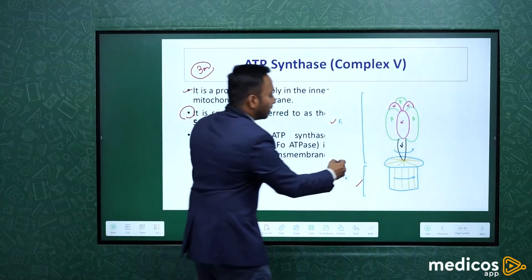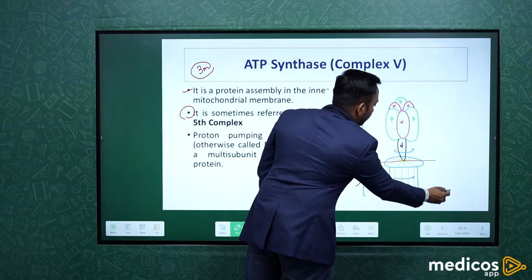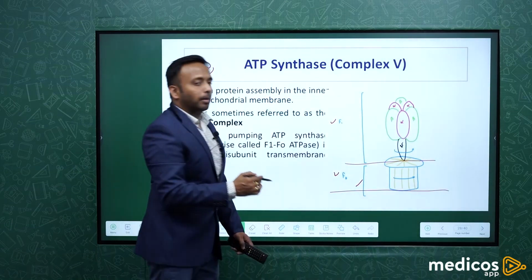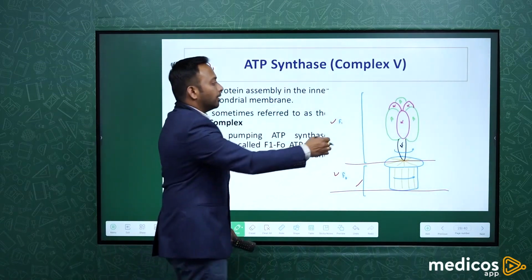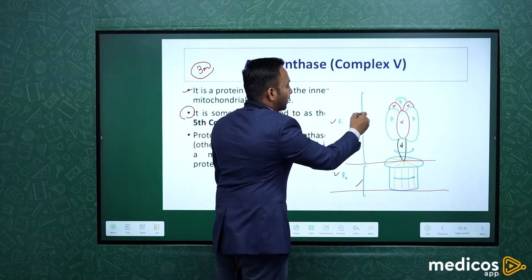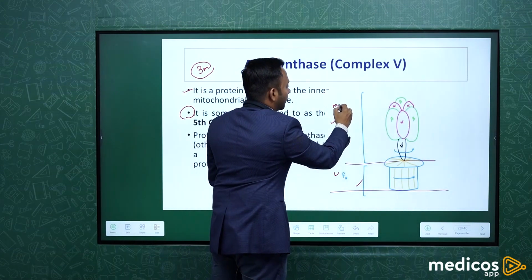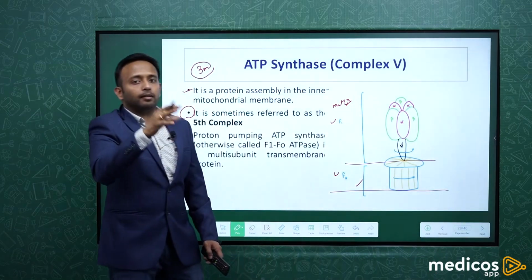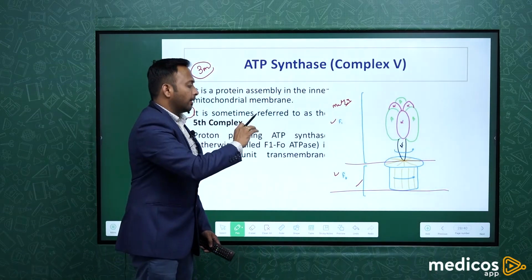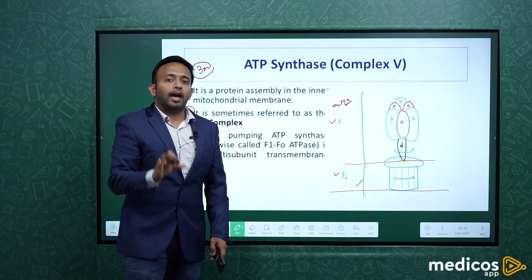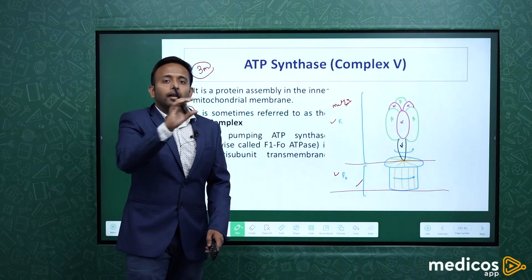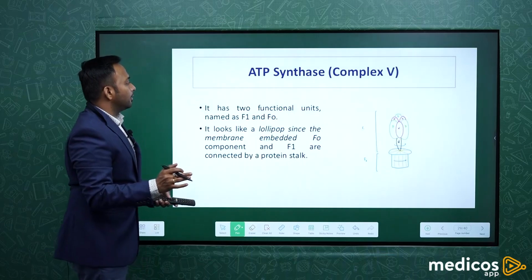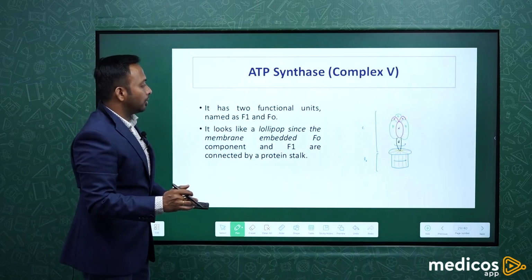F0 is submerged in the membrane, it is part of the membrane, and the remaining portion, that is the F1, is in the matrix, hanging in the matrix. The F1 complex is hanging in the matrix, and F0 will act like a hanger, embedded within the membrane. So this has 2 functional parts, which I already told you.